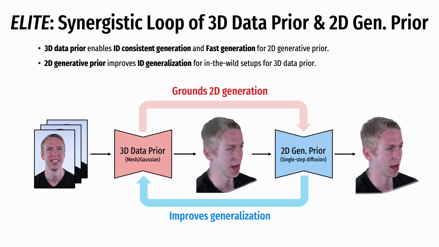Overall, our Elite pipeline builds the synergistic loop between our two core priors. The 3D data prior plays a grounding role. It stabilizes the 2D generator, ensuring identity consistency and enabling fast inference speeds. In return, the 2D generative prior feeds back into the 3D prior to improve its generalization. The 2D generative prior provides high-quality supervision for in-the-wild test setups. Together, they form a mutually reinforcing cycle that solves the limitations of using either prior alone.